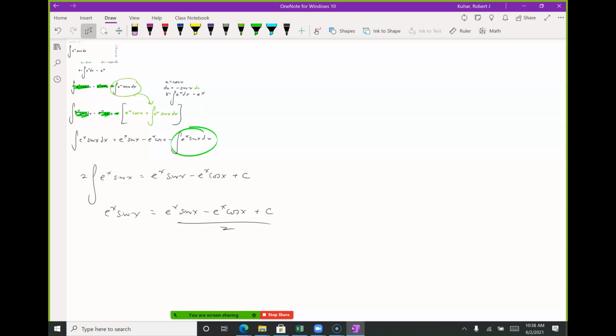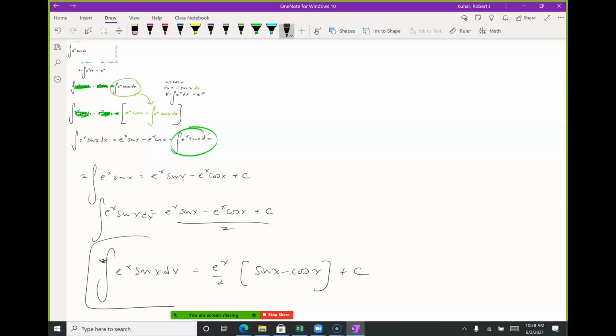And I can factor a little bit there, make it easier. Do I care about a constant over 2? No, it's just another constant. So I finally get the integral of e to the x sine x dx is e to the x over 2 times sine x minus cos x, all plus some constant c. And there's my final answer.